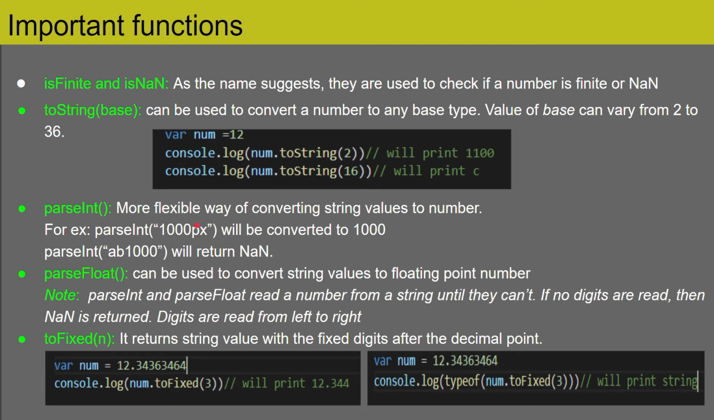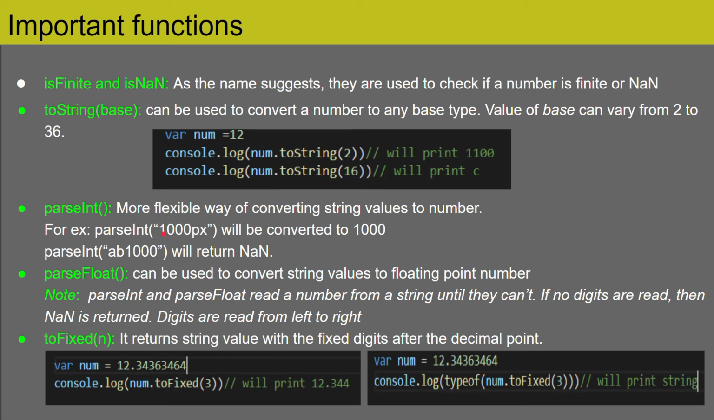For example, if we run this statement where I'm trying to use the parseInt function, and I'm passing in the string value 1000 pixel, it will convert this string to 1000, and this will be returned as a number. And in the next example, I have taken the string AB1000, and when I try to use the parseInt function, it will return NaN.